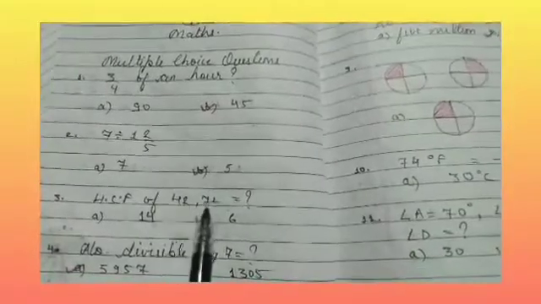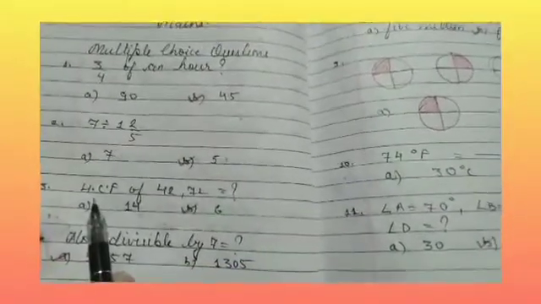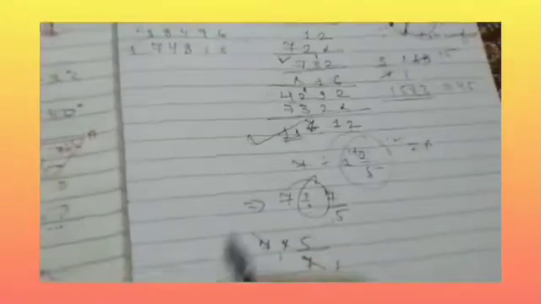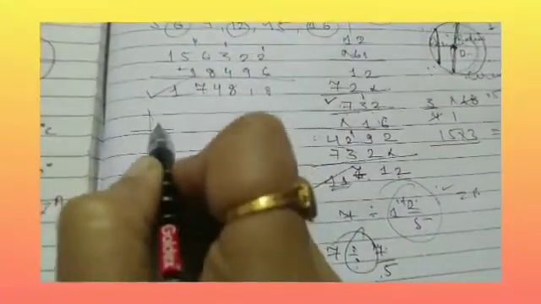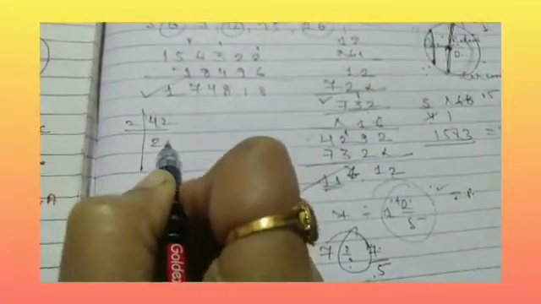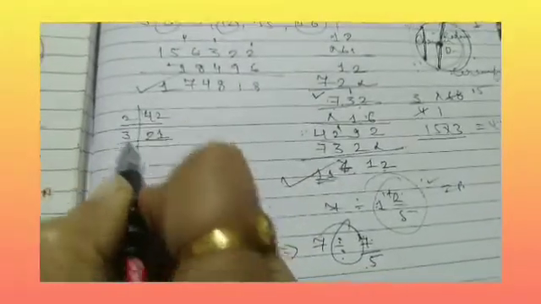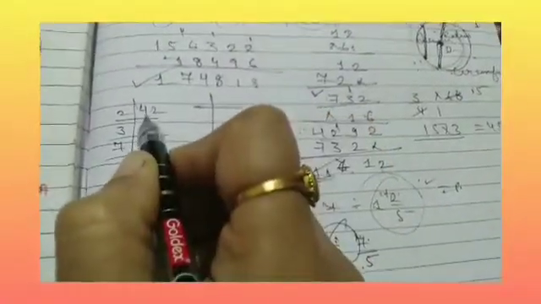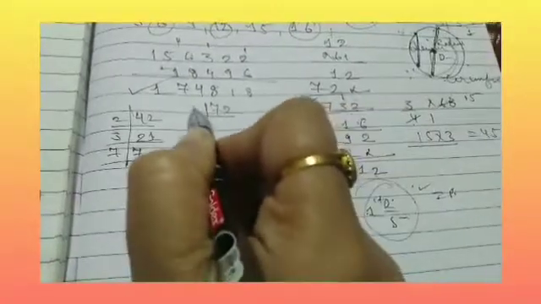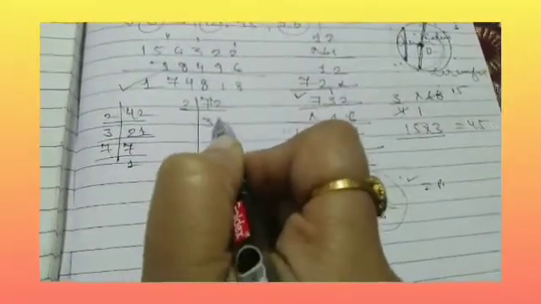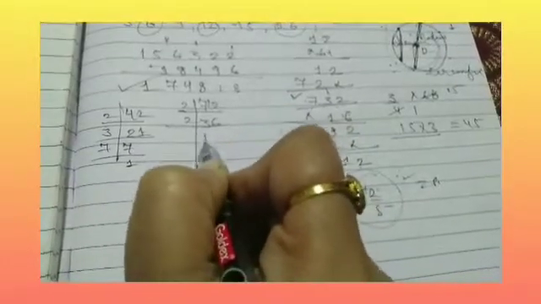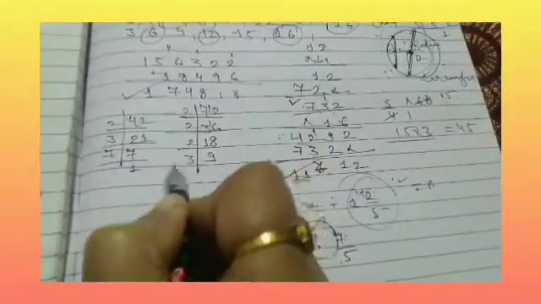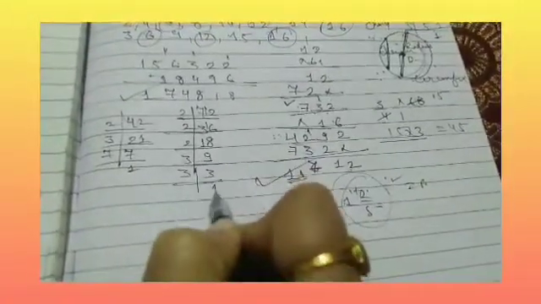HCF of 42 and 72. We have to find the highest common factor of 42 and 72. So here we are going to have 42. 2 2s are 4, 2 1s are 2. Now 3 7s are 21. Now 7 1s are 7. Now after 42, what is the next number? 72. So 2 3s are 6, 1 remaining, 2 6s are 12. So 2 1s are 2, 1 remaining, 2 8s are 16. Now next 2 9s are 18. Now 3 3s are 9, 3 1s are 3.